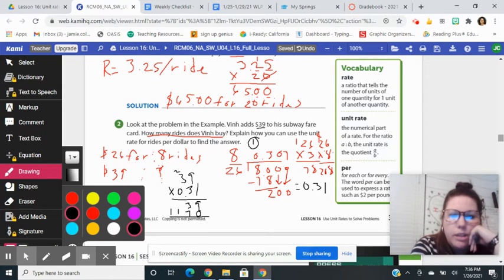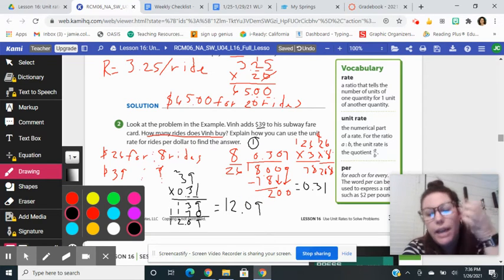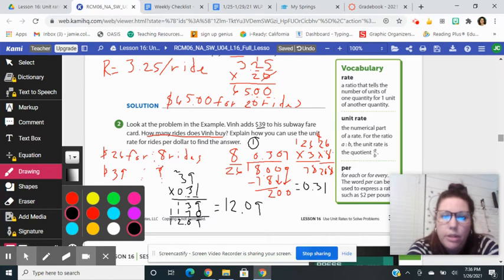Okay, and then I'm going to add these up. So 9, 7 plus 3 is 10, 12. And then I have 2 decimal spaces, 1, 2, 1, 2. So right now I have 12.09. But he can't do 9/10 of a ride. So how many rides can he for sure do with the $39? He can for sure do 12. So the answer to this is, how many rides can Vin buy? He can buy 12 rides with $39.